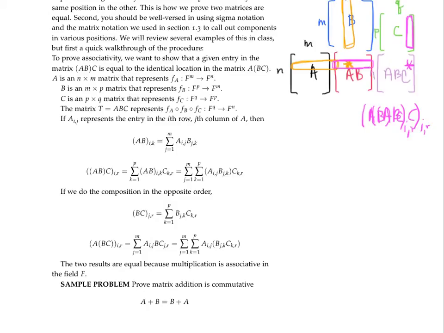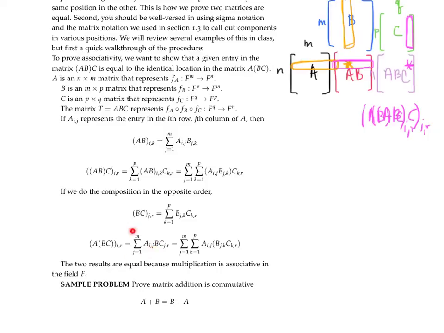Then when we do A(BC), in that order of matrix multiplication, we're looking at the ith row, rth column entry. So that means that whatever is on the left-hand side, that row is going to be the same. So we have the ith row of matrix A, but the column will change.